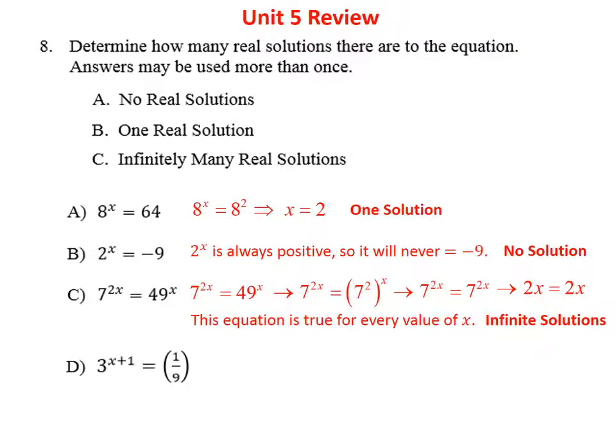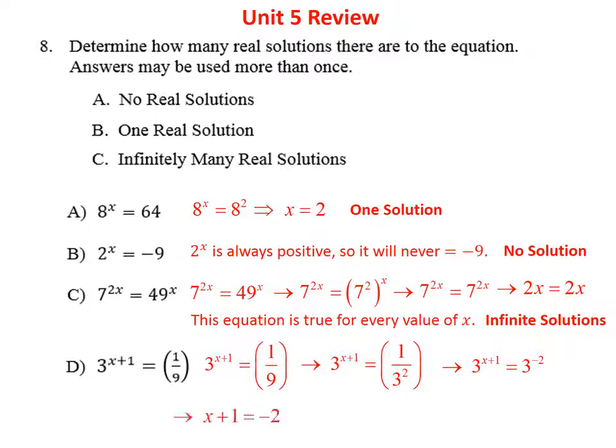And finally, 3 to the x plus 1 equals 1 over 9. When we're comparing things, we've got to put them in the same base. So I notice that 9 can be written as 3 squared. Well, 3 squared in the denominator is the same as 3 to the minus 2 power. And now I have two sides with the same base, so I can set the exponents equal. So x plus 1 must equal negative 2. If we subtract 1 from both sides, we find out that x equals minus 3. And so D has one solution.